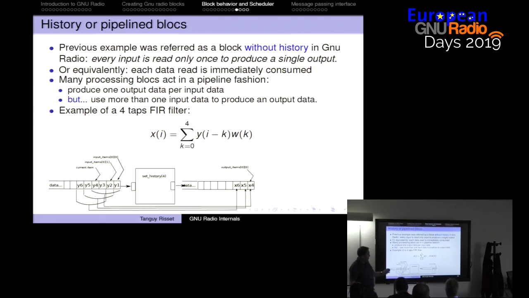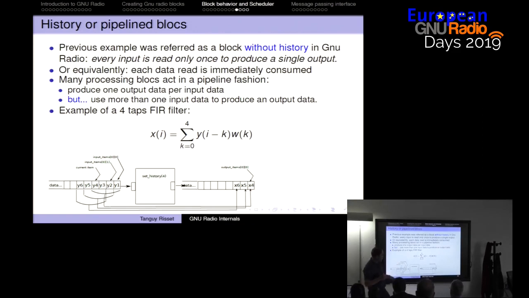The way GNU Radio works is that if you set history to 4, then input item 0 points to the first sample available, which is actually a past sample, a sample from the past. The current sample is here, the current item. The current item produces this output, and these items are from the past, and these are from the future. I mean, for me it's easier to understand with this formula, where I have a minus when I go in the past and a plus when I go in the future.